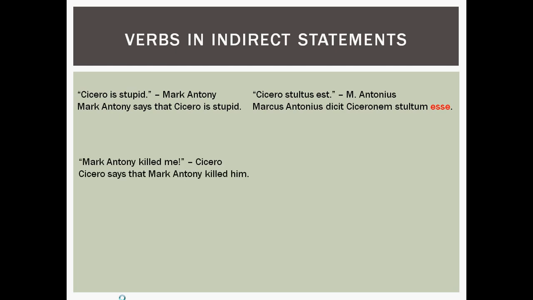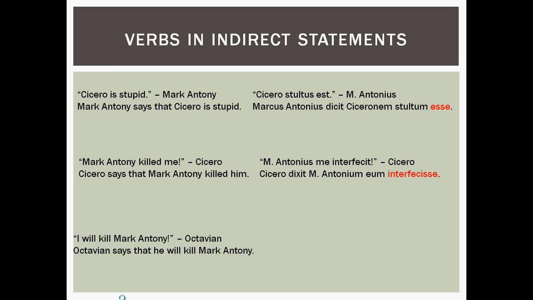Now, if the original statement is in the past tense, our infinitive is going to have to be a past tense infinitive. So Mark Antony killed me, said Cicero, from beyond the grave. And so he says now that Mark Antony killed him in the past. So we're going to use a perfect infinitive for that, to show that it happened in the past. And then Octavian says, I will kill Mark Antony. So to show that the original verb is future, we're going to use a future infinitive.